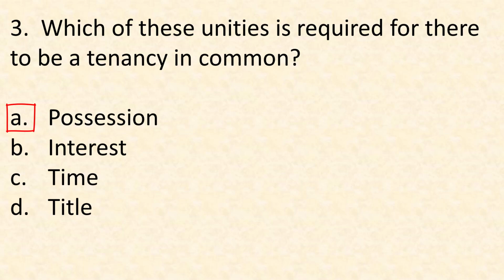Tenants in common share an equal right to possess. One of the most common uses of a tenancy in common is a condominium. With a condominium, you own your unit in fee simple, and you share ownership of the common areas, such as the swimming pool, with the other condo owners. You own a small percentage of the pool, but you get to swim in the whole thing, right? Not just your own share. You get to possess the whole.